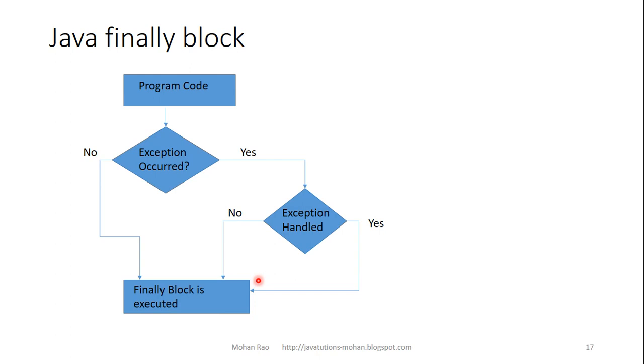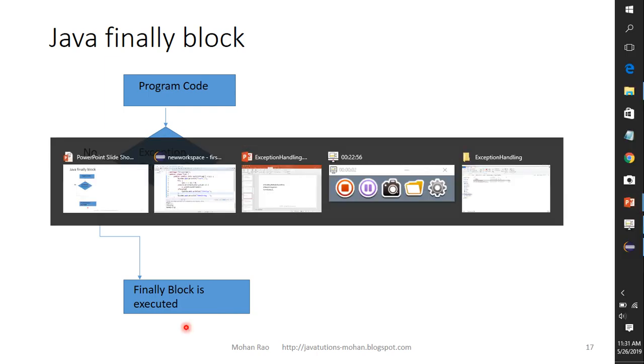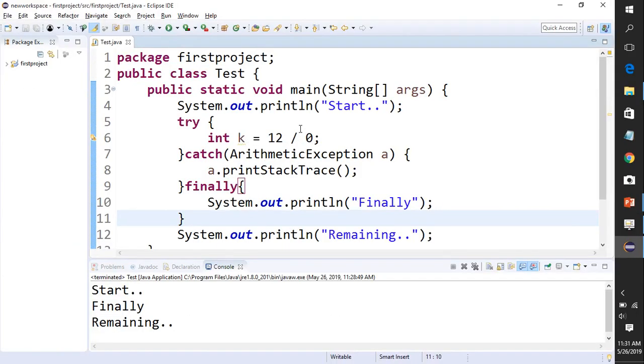See how the Java finally block will work. The first scenario is this. I have code which is not throwing the exception, and your finally block will be executed. Let me show you this scenario, guys. I am writing code which will not generate the exception.